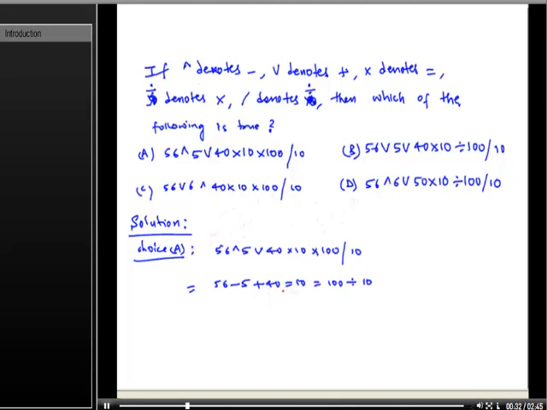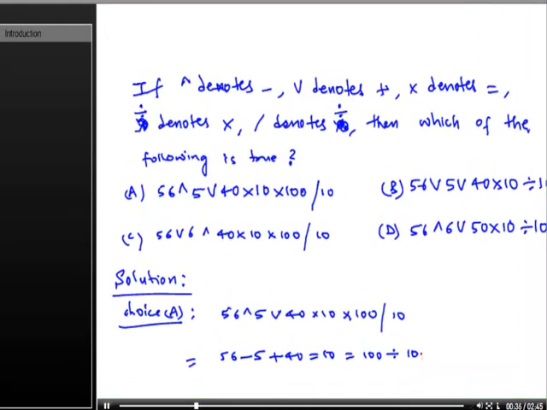On changing the symbols according to the instructions given in the question, we obtain this expression. This equals 56 minus 5 will be 51 plus 40 is equal to 10 is equal to 100 divided by 10 will be 10. This implies 51 plus 40 is 91 is equal to 10 is equal to 10, which is a false statement. Now we'll check with choice B.